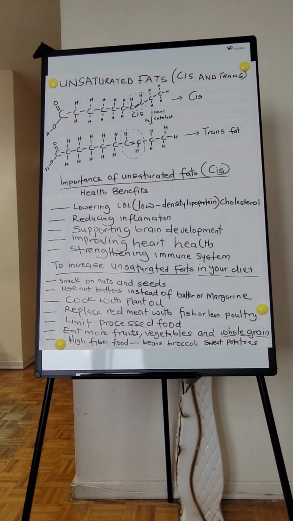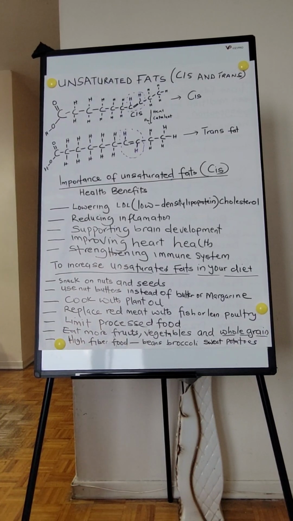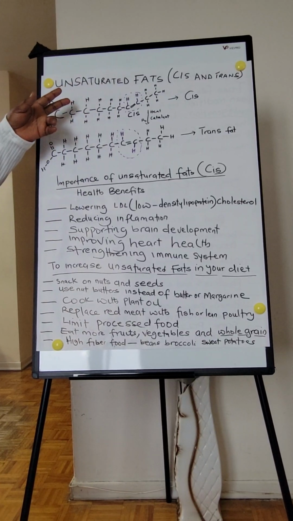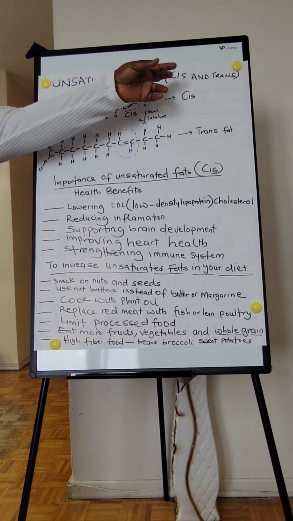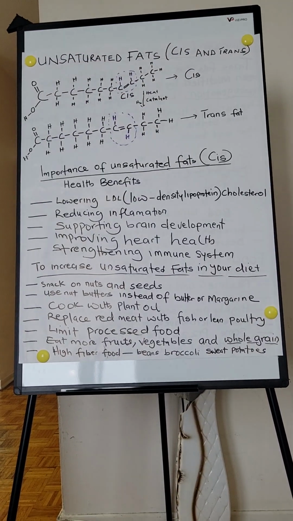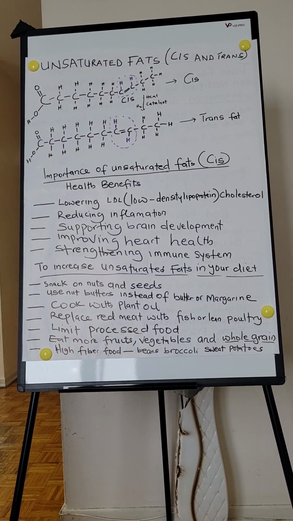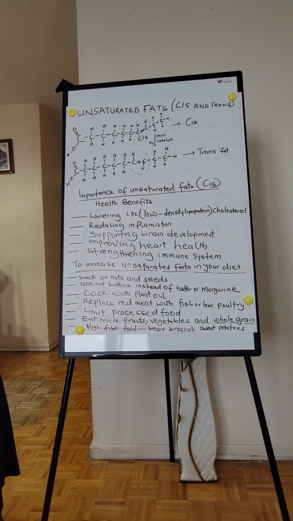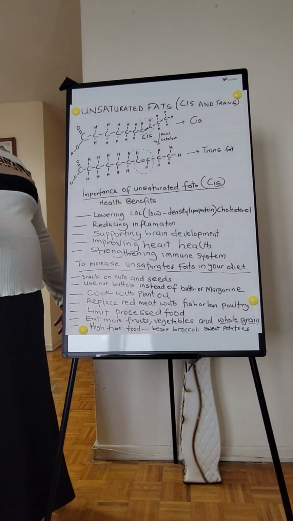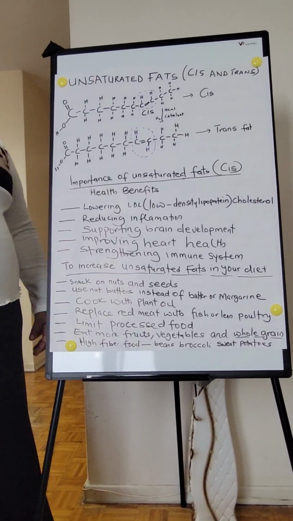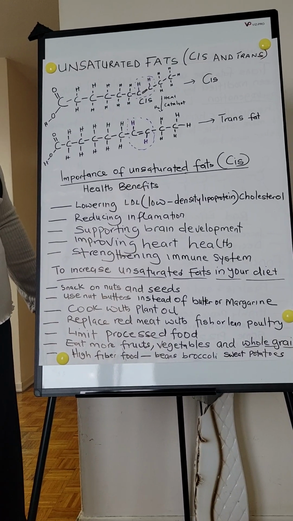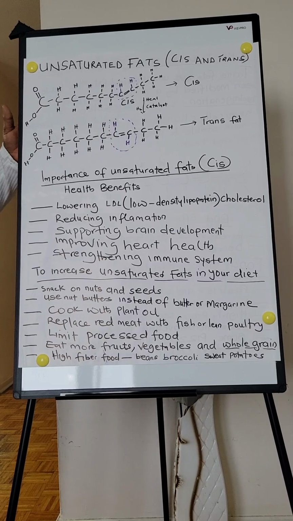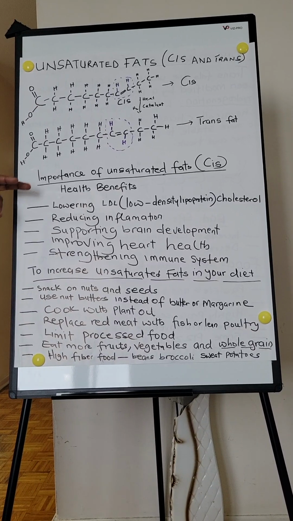So today I want us to look more closely at these unsaturated fats. These unsaturated fats have cis and trans isomers. Isomerism is a situation where a molecule can have the same molecular formula but different structural formula. So let's look at the diagram closely.